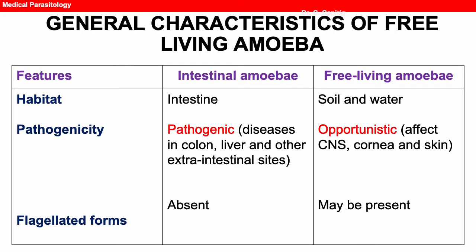Now, this table shows you the difference between the intestinal amoeba and free-living amoeba. In terms of their habitat, the intestinal amoeba lives in the intestines, while free-living amoeba, they live in the soil and water. In terms of pathogenicity, intestinal amoeba, especially Entamoeba histolytica, are really pathogenic. They cause diseases in the colon, liver, and other extraintestinal sites, while the free-living amoeba are usually opportunistic and affect the central nervous system, cornea, and skin. Flagellated forms of intestinal amoeba are absent, and in free-living may be present.